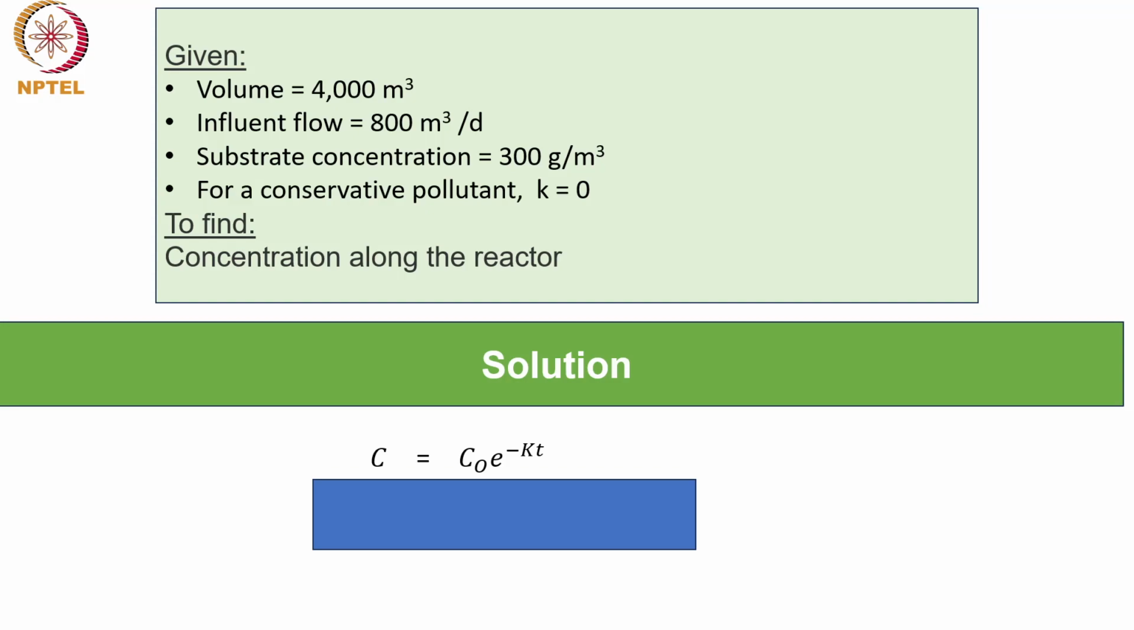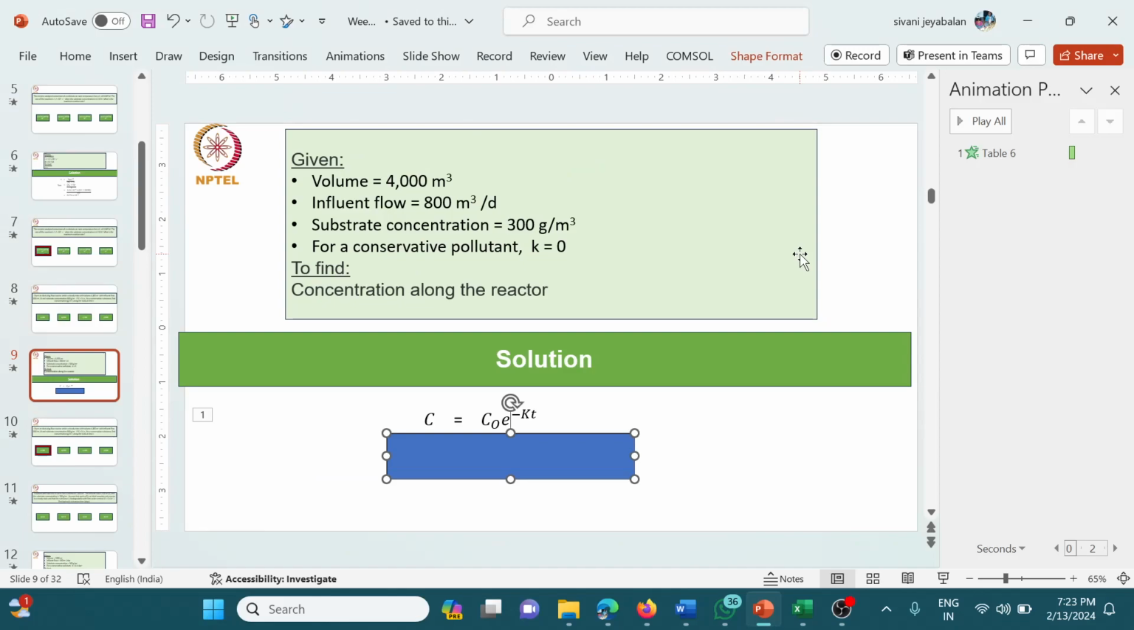Hello? Can someone respond? Yes, we are getting. E to the power, here k is equal to 0, so this time is not at all required. So C naught into 1, because e to the power 0 will be 1. So C naught is equal to C, that is equal to your 300. Are you getting?